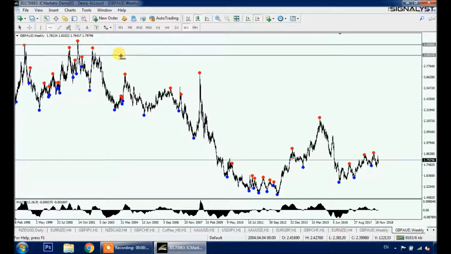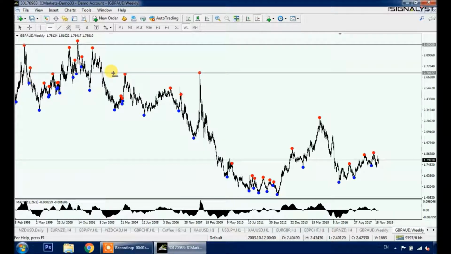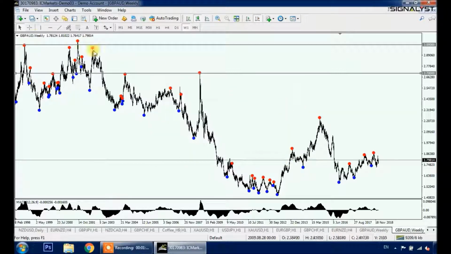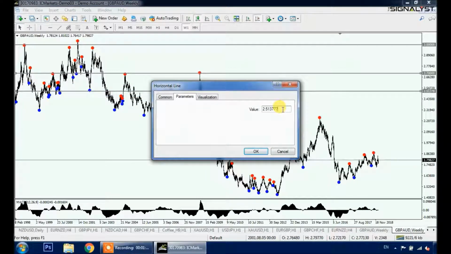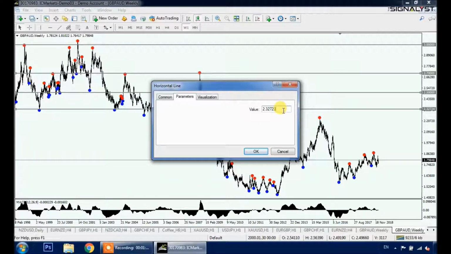Then we continue. Only 1 dot, only 2 dots. Here we can connect at least 3 dots, 1, 2, 3, 4. So let's optimize it to be 2.7. Let's continue. Here we can draw a line, 1, 2, 3, 4, 5. A very strong one. Let's make it 2.5. We continue. Here we can draw 1, 2, 3. Let's make it 2.3.